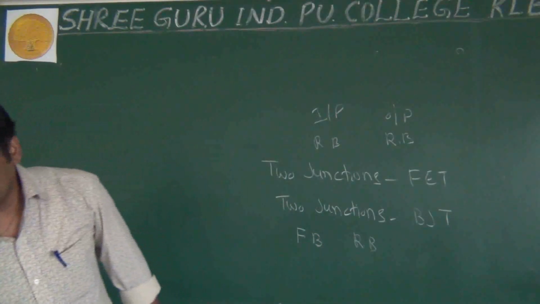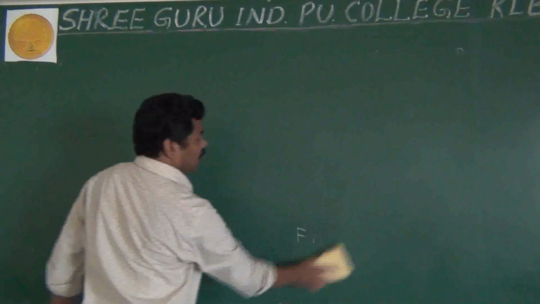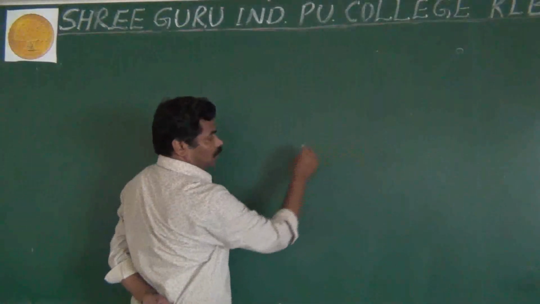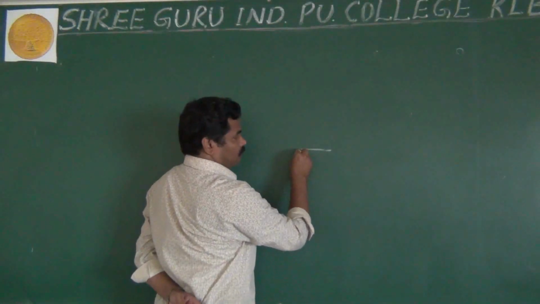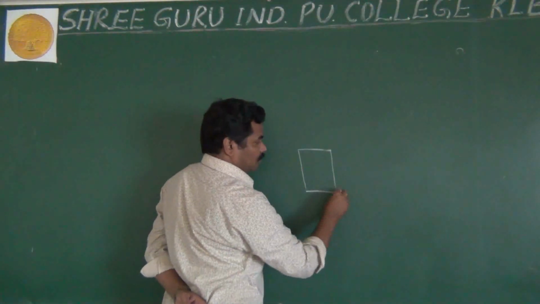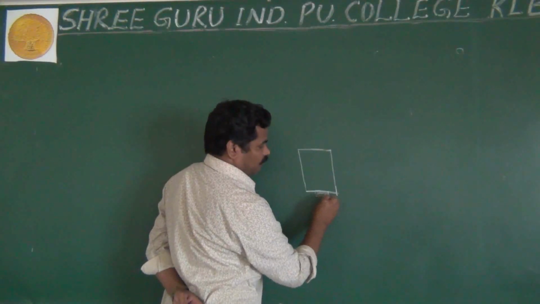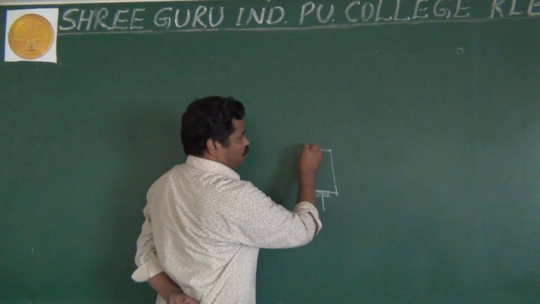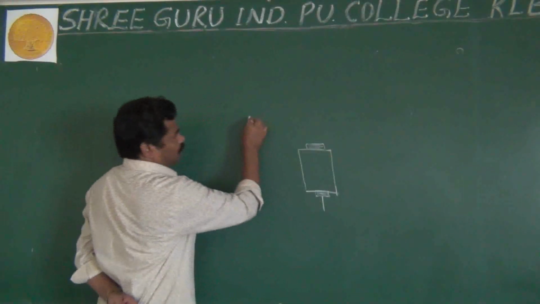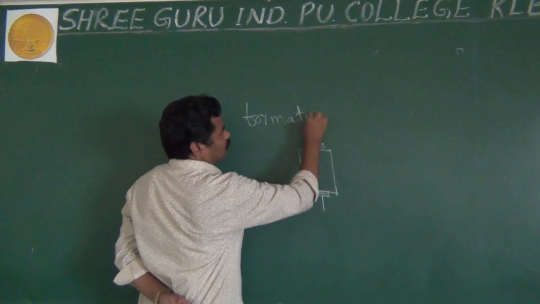Now we go on to what is the effect of biasing the FET. As we know already, without biasing your electronic devices are not working, they are not on. To make them on, you apply the biasing. Especially, you are studying the formation of the depletion layer.